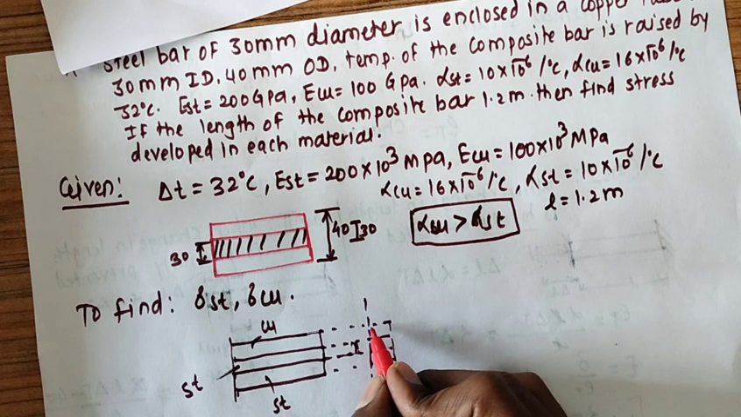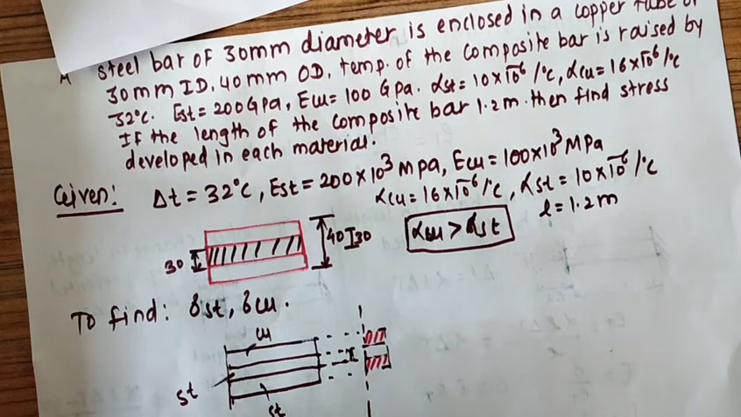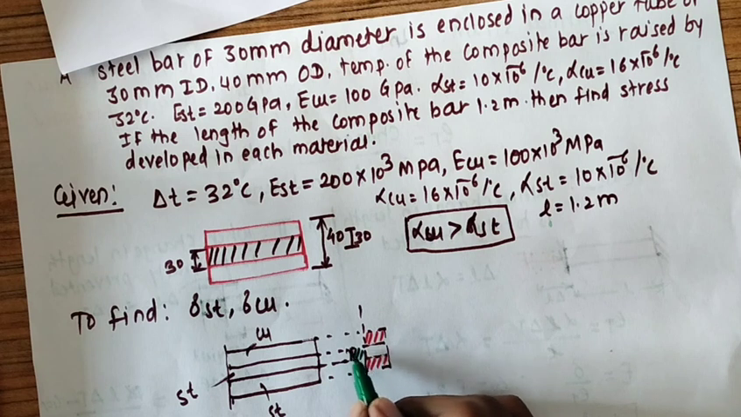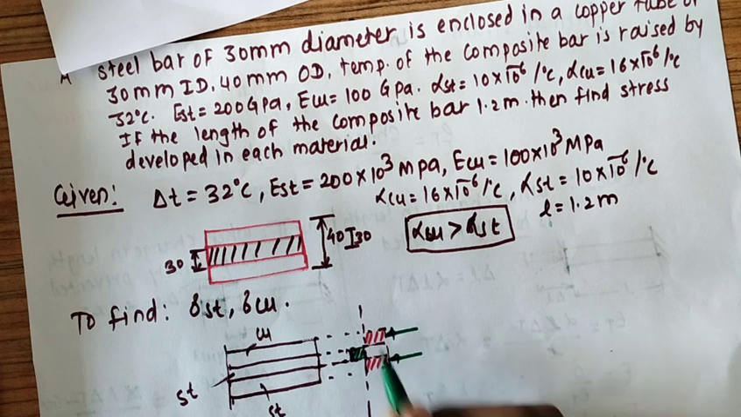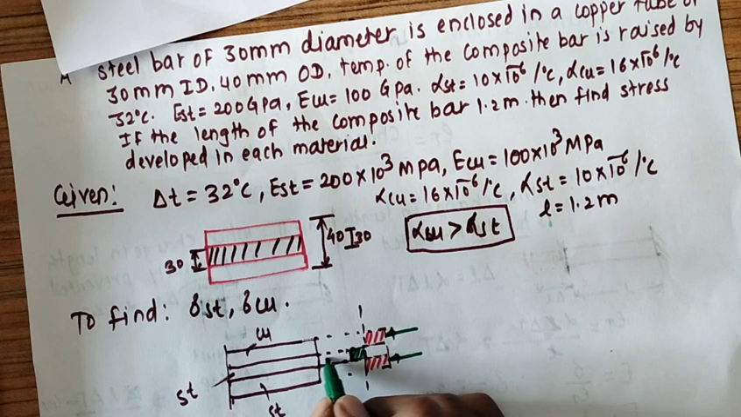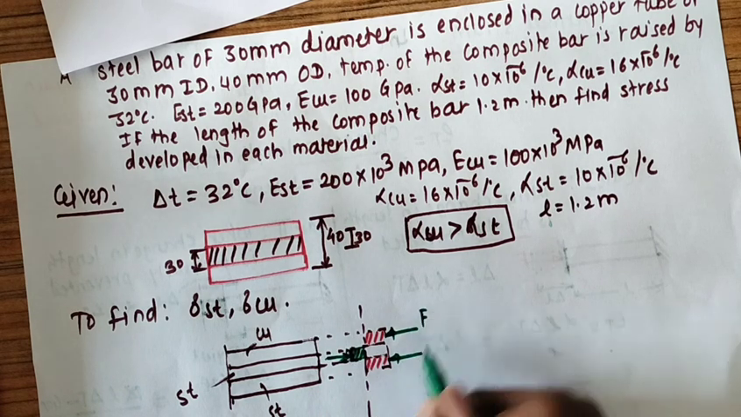This much expansion of copper is prevented, while this much expansion of steel is added, we can say. So this copper is subject to a compressive force due to this support, and this steel is subject to a tensile force, let's say of magnitude F.